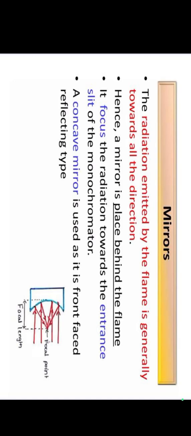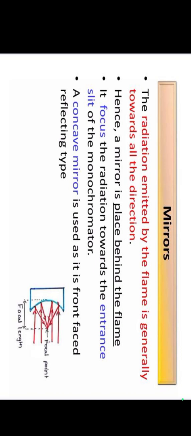Next, first we saw sample handling, then the source, burner, flames, etc. The third process of instrumentation is the mirror. We choose a mirror in flame photometry, and the mirror plays an important role. The flame emits radiation in all directions, resulting in loss of radiation. So a concave mirror is used in flame photometry. The radiation emitted by the flame goes in all directions, so the mirror is placed behind the flame.